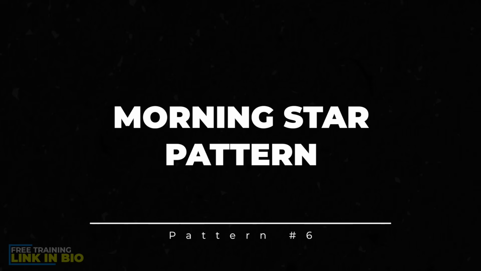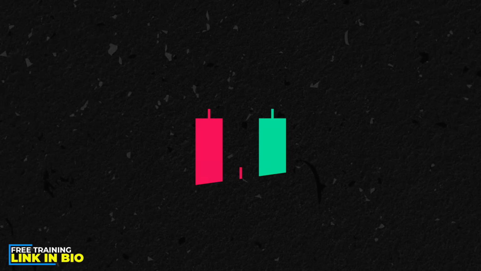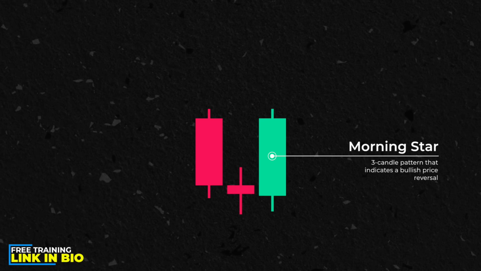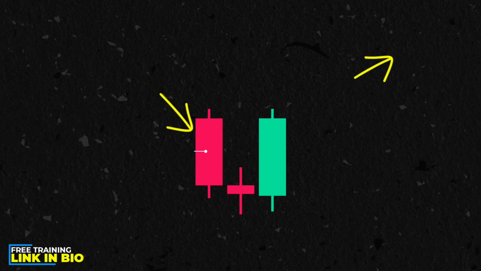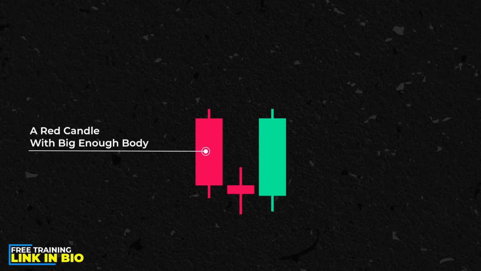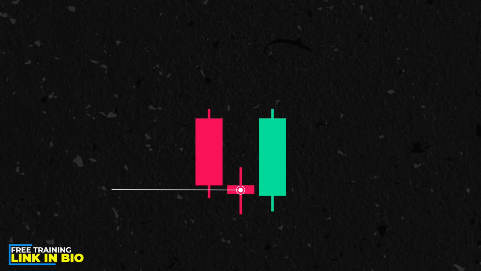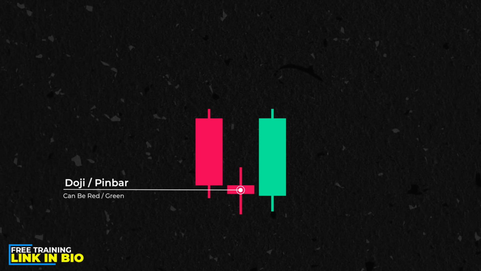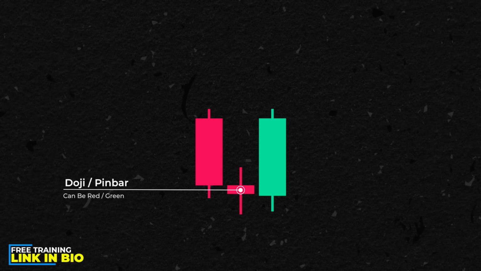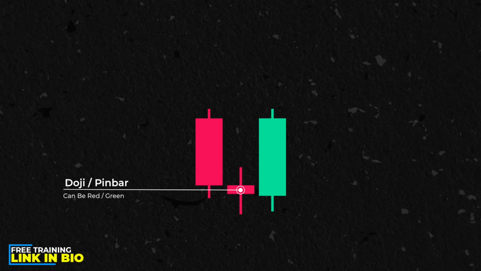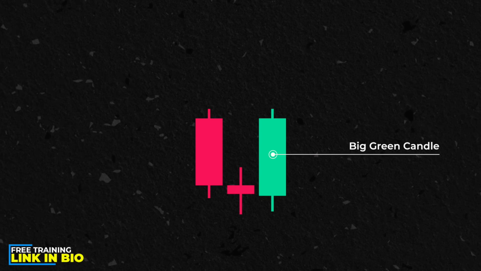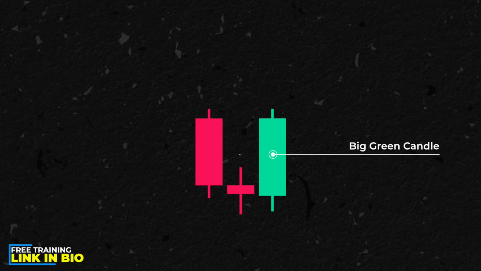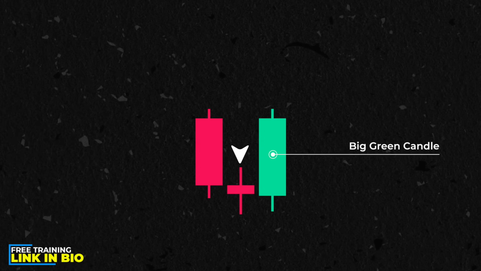Advanced patterns. Pattern number 6. Morning Star Pattern. The Morning Star pattern is a 3-candle pattern that indicates a bullish price reversal. The first candle is a strong red candle with a big enough body. The second candle is a doji or pin bar candle with a small body and large wicks. The doji or the pin bar can be red or green. Then, finally, we have a big green candle that breaks above the high of the doji candle.